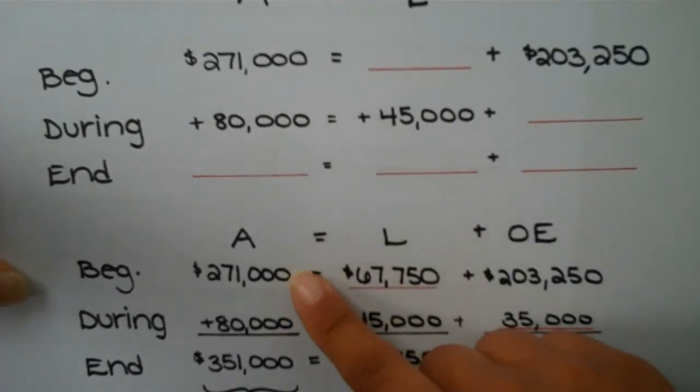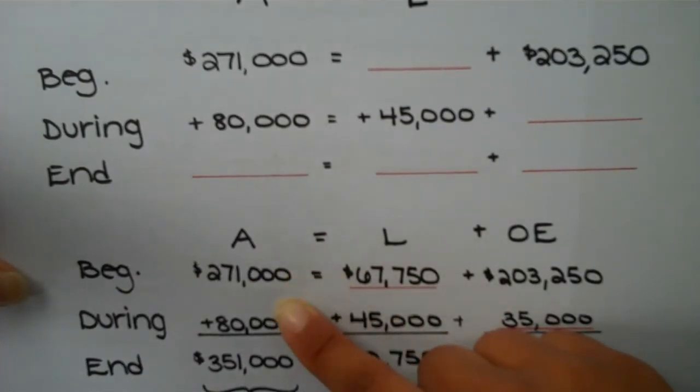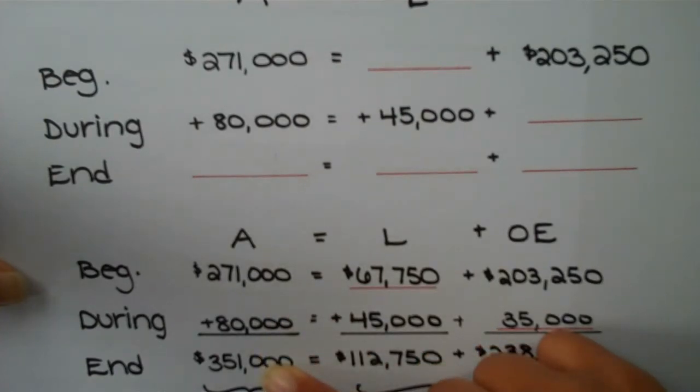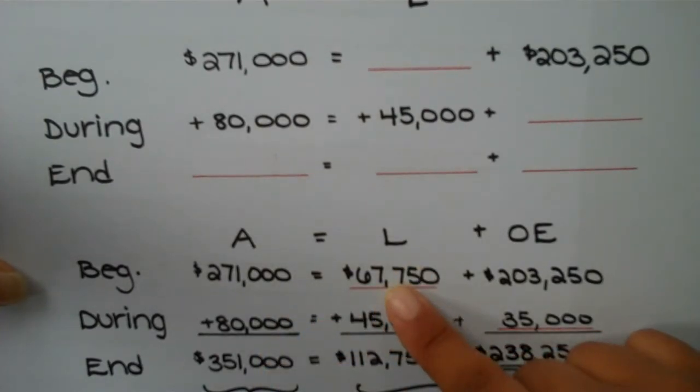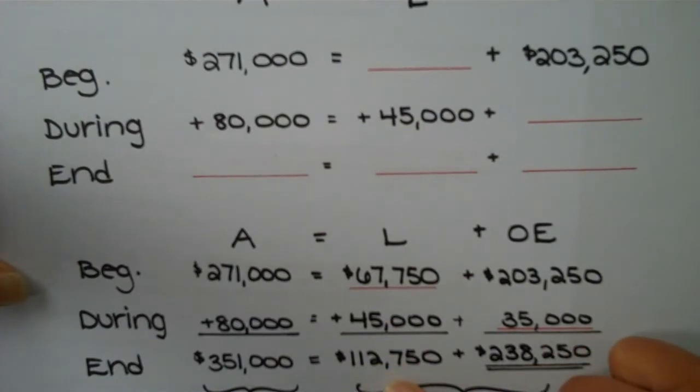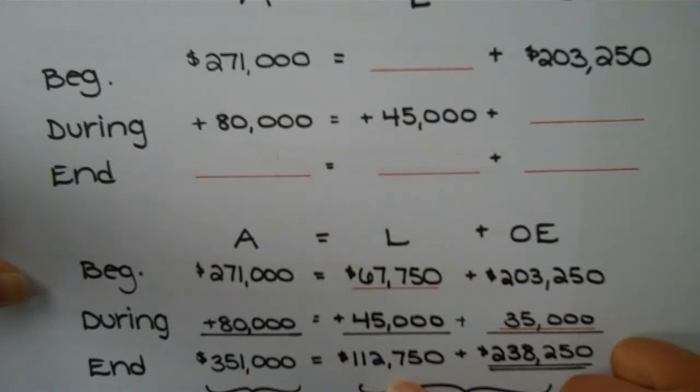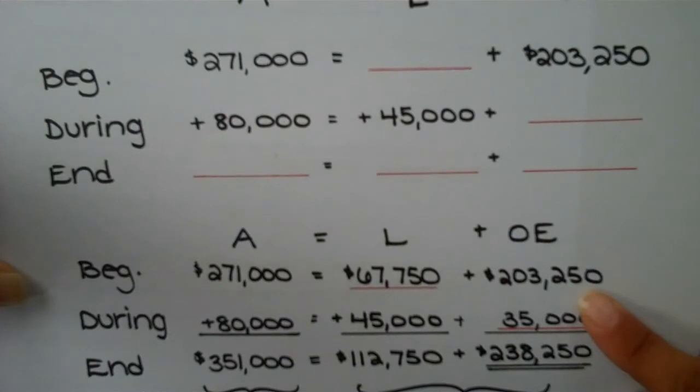So just go ahead and add down. 271 plus 80 gives you 351 ending asset balance. 67,750 plus 45 gives you an ending balance for liabilities of 112,750, and owner's equity beginning balance of 203,250 plus the 35,000 gives you an ending balance of 238,250, which is the answer that they are looking for.